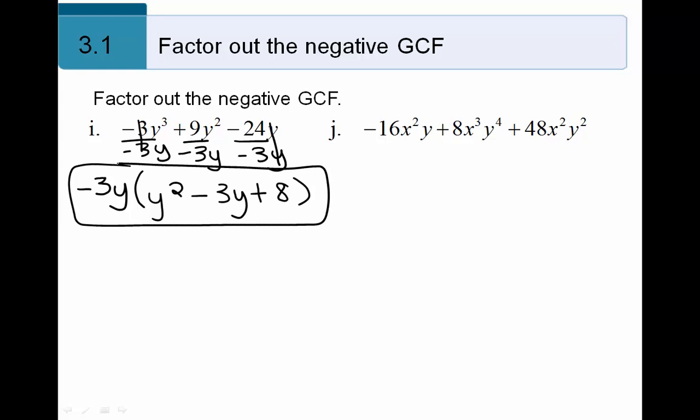In the next example, the GCF of 16, 8, and 48 is 8. But since the leading term is negative, I'm going to factor out a negative 8. The GCF of x squared, x cubed, and x squared is x squared. The GCF of y, y to the 4th, and y squared is y. Okay, so there's my GCF. I'm going to divide each of these by negative 8x squared y.